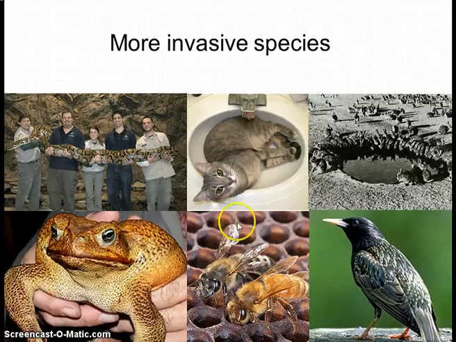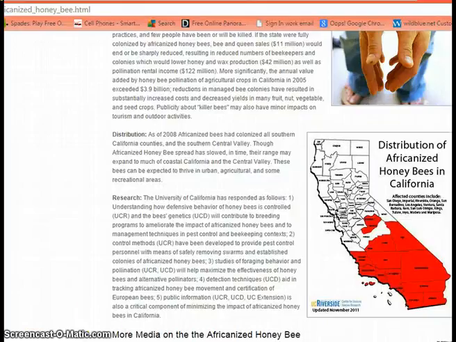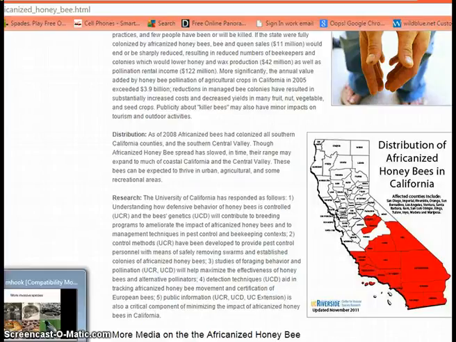Two other examples. Here we have killer bees. These bees are very similar to ours, except they're far more defensive. And you can see how far they've gone up in California now. They attack much more strongly. They have lots more stings because there are more stinging you. And people with allergies can be killed by them, or if you just get too many total.